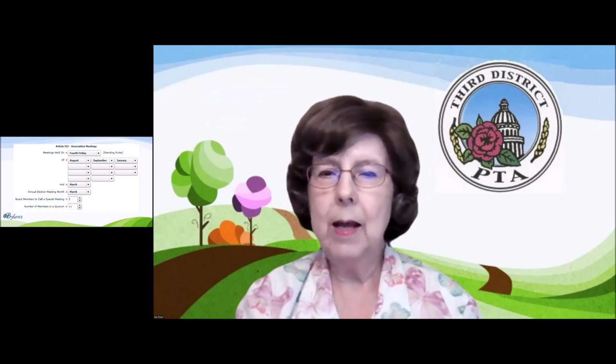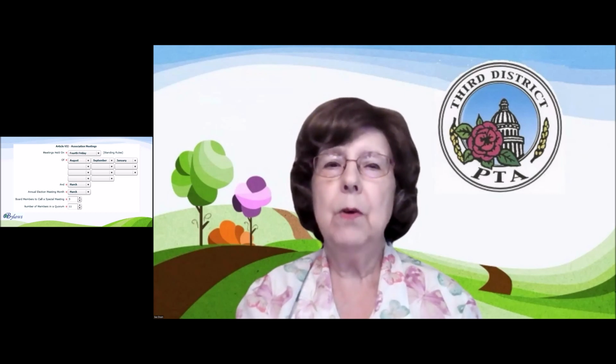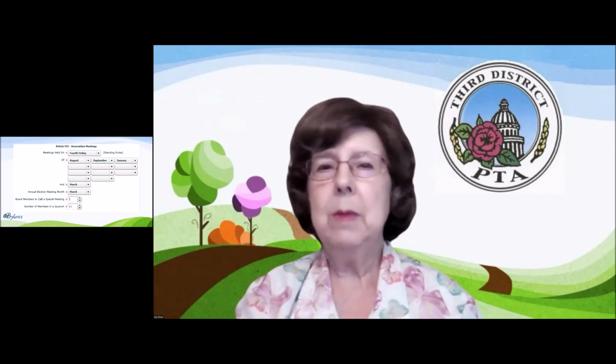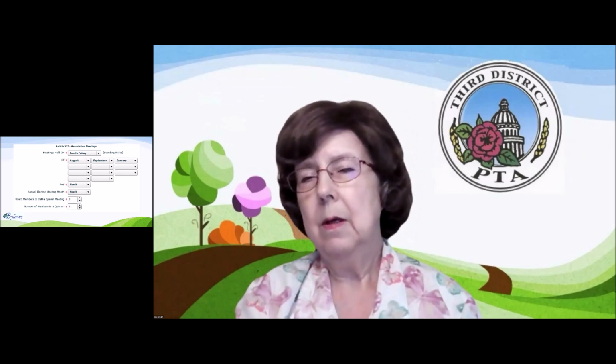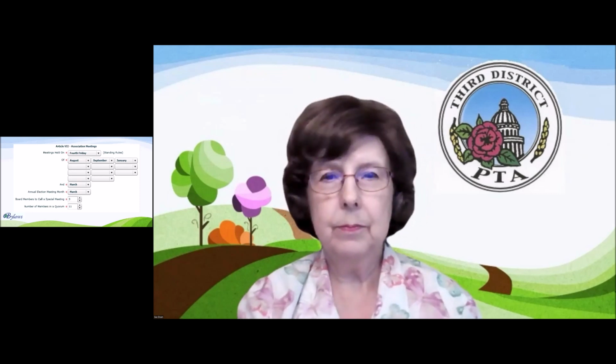Now, a lot of PTAs like to have their annual election meeting in April. The state PTA allows you to have your annual election meeting in either March or April, but April only if your association meetings are either the first week of the month or the second week of the month. So going back up to the top, you'll see in this sample, they chose to have their association meetings on the 4th week of the month. Well, that automatically required then that the annual election meeting be in March, not April.